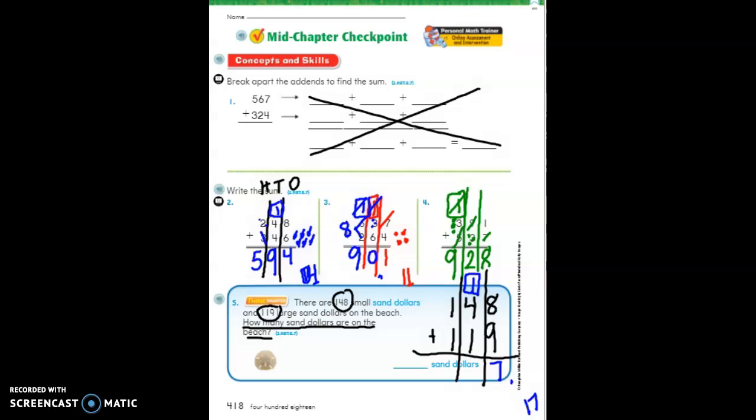Now I can add up my tens place numbers. These numbers are really friendly with all these ones. Start with the biggest number, 4. 5, 6, got them all. And then my hundreds place, 1 plus 1 is 2. So my final answer is there are 267 sand dollars on the beach.